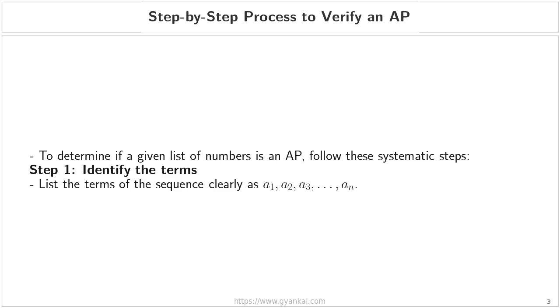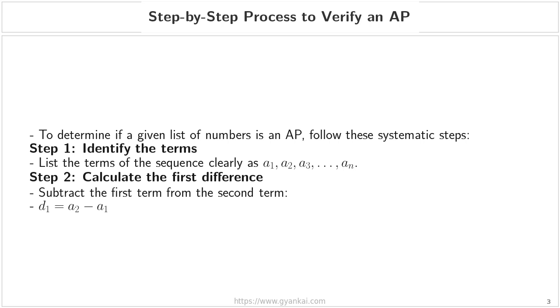Step 1. First, we need to identify the terms. Don't just look at the list of numbers as a random group, label them clearly. We call the first term a sub-1, the second term a sub-2, and so on, all the way up to the last term, which we call a sub-n. This keeps our work organized.